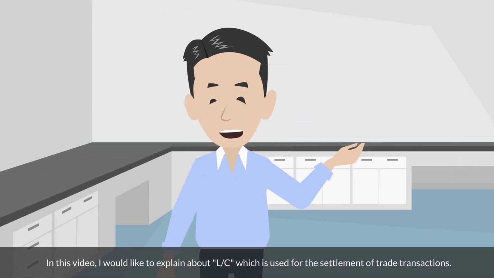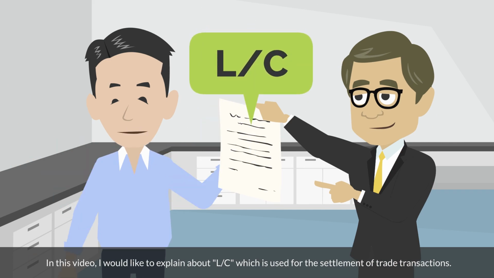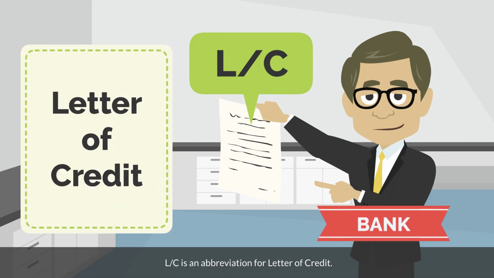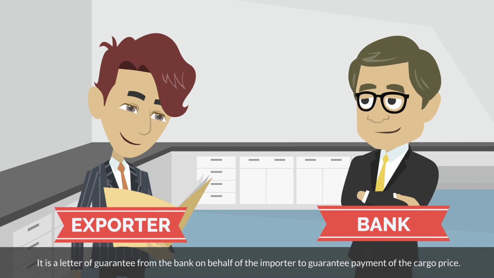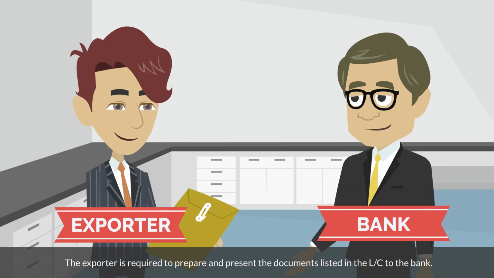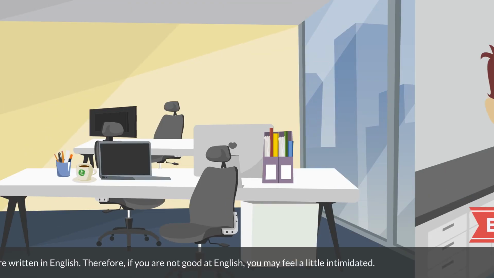Hello, it's Iino. In this video, I would like to explain about LC, which is used for the settlement of trade transactions. LC is an abbreviation for letter of credit. It is a letter of guarantee from the bank on behalf of the importer, to guarantee payment of the cargo price. The exporter is required to prepare and present the documents listed in the LC to the bank.